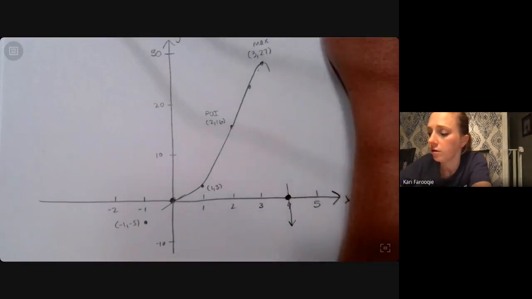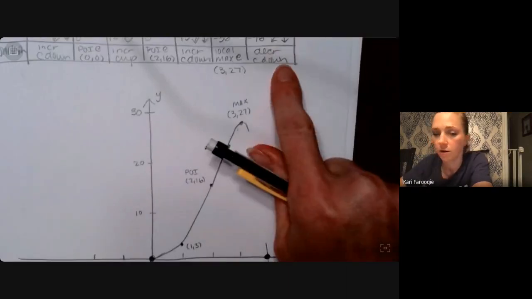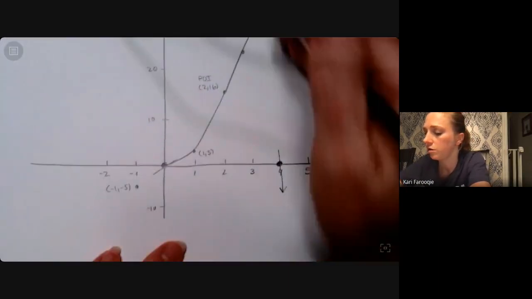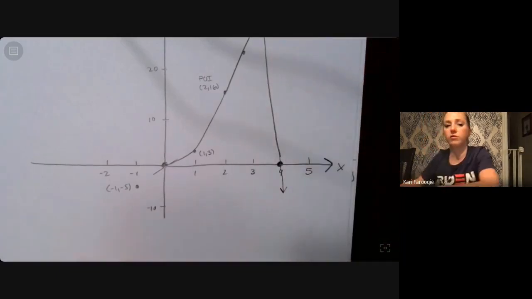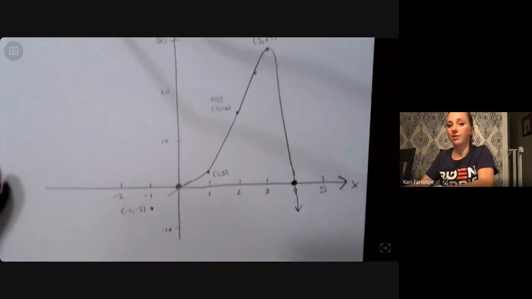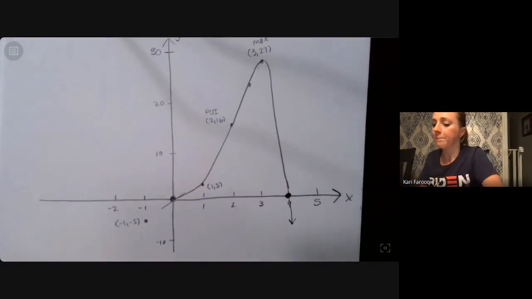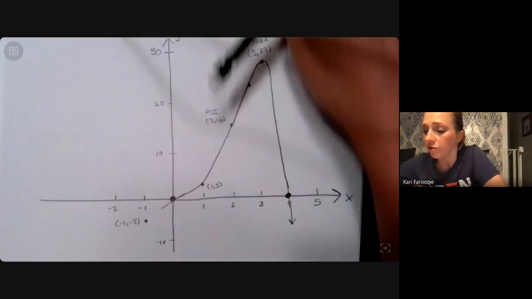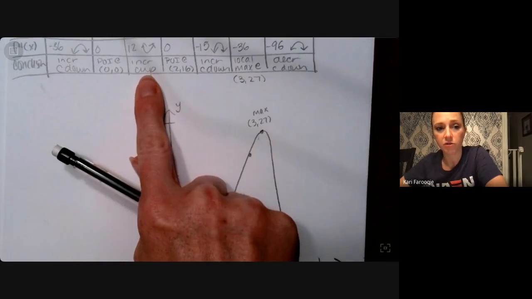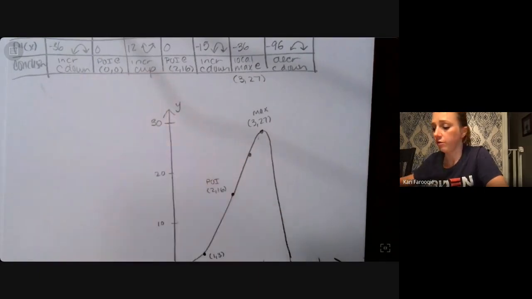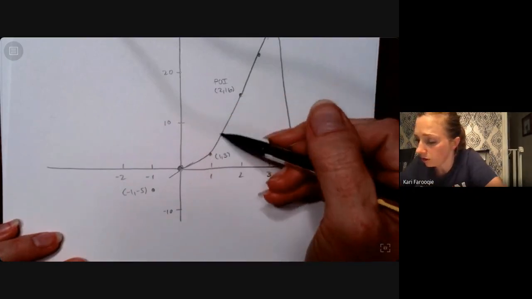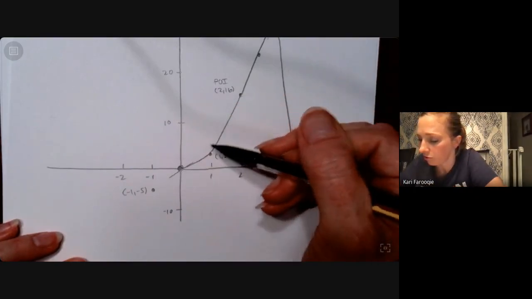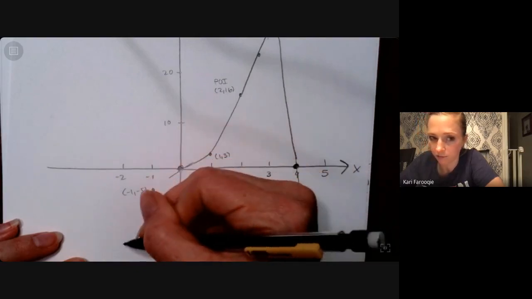But we are concave down from 3 to infinity. So this is just going to continue to be this everlasting frown as it works its way down. I also had a point of inflection at 0, 0. So we're concave up in between the 2 points of inflection, concave down on our leftmost interval. So concave up in between these 2 points of inflection and then concave down.